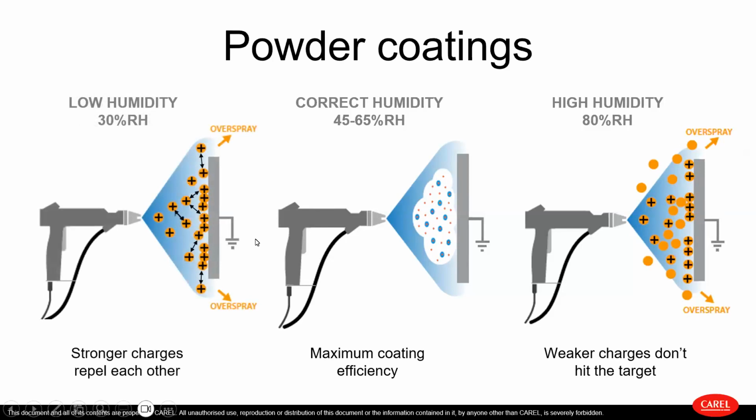Similar, also for low levels of humidity, like 30%, the overspray could increase because, on the opposite side, if the static electricity buildup is too strong, these particles may repel each other, not hitting the target anymore because of the too high static electricity.